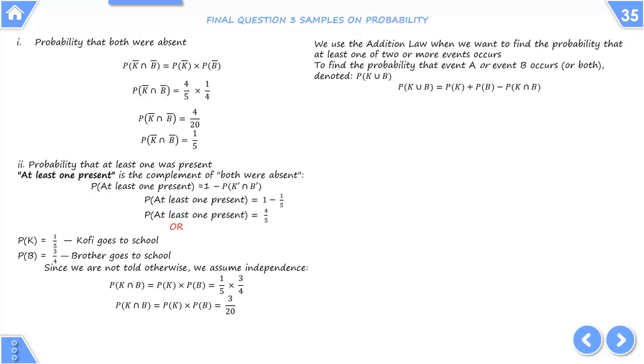Then we subtract both occurring from that, and we have 4 out of 20 plus 15 out of 20 minus 3 out of 20, and that gives us 16 out of 20. We cancel that out to be 4 out of 5. You see, we have the same thing over there.